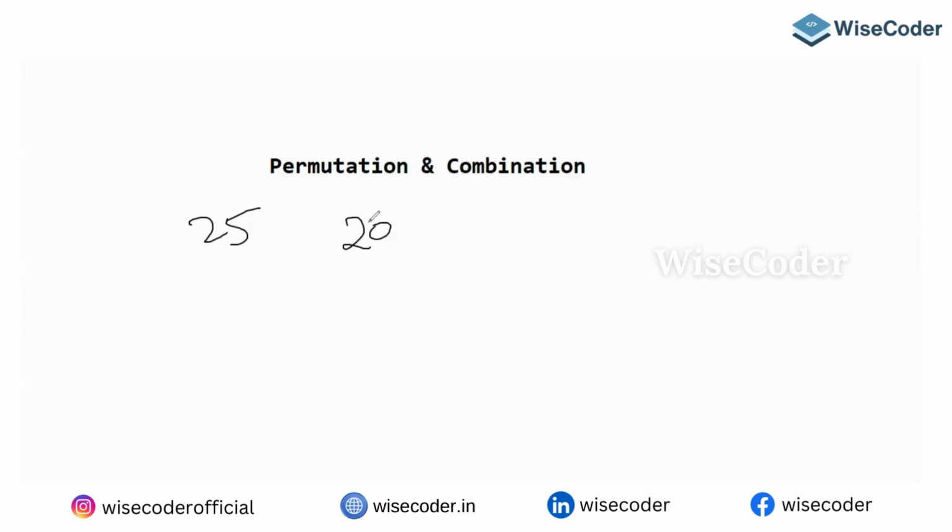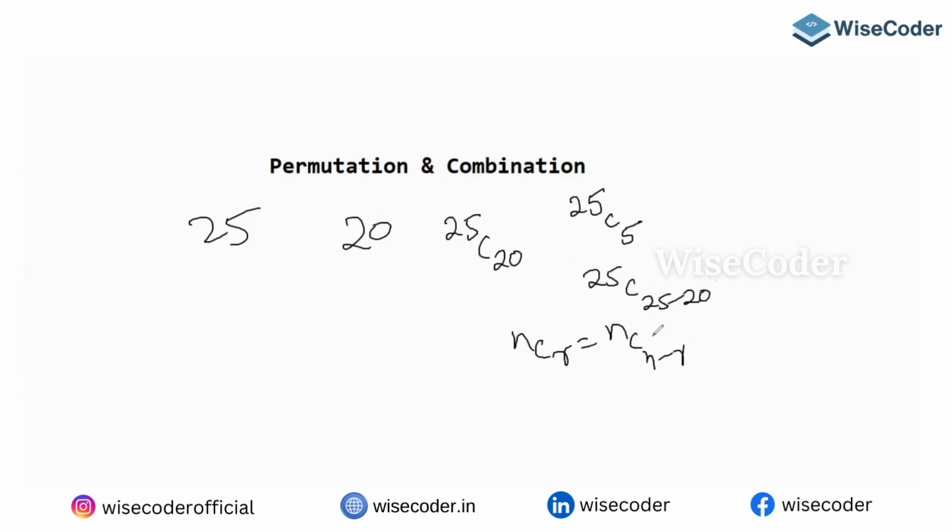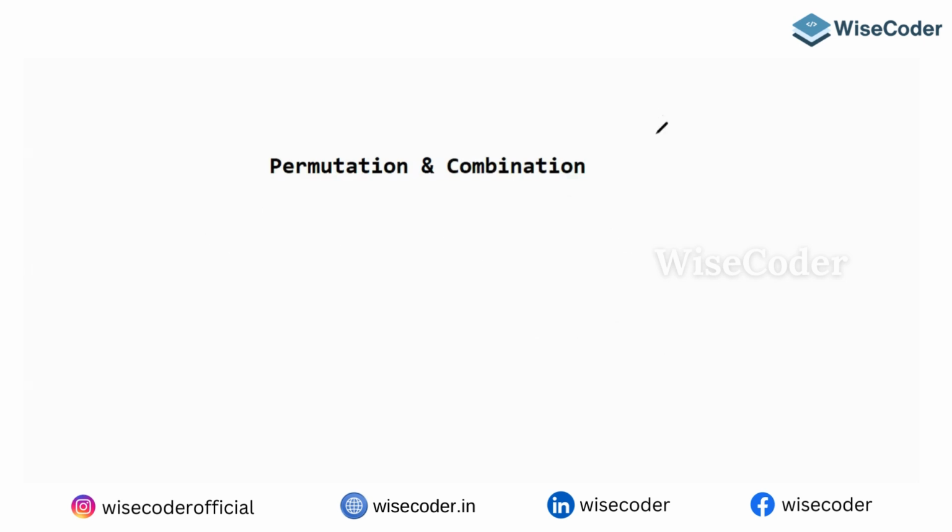So instead of writing 25C20, which is also equal to 25C5, that is nothing but 25C(25 minus 20). So that is nothing but NCR is equal to NC(N minus R). So whenever selection comes into the picture, C means combination, not permutation or arrangement. Okay, so let's take a few examples.